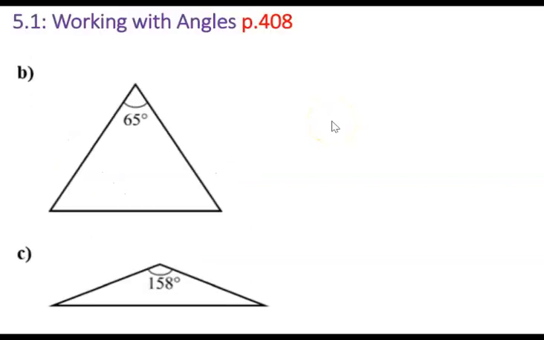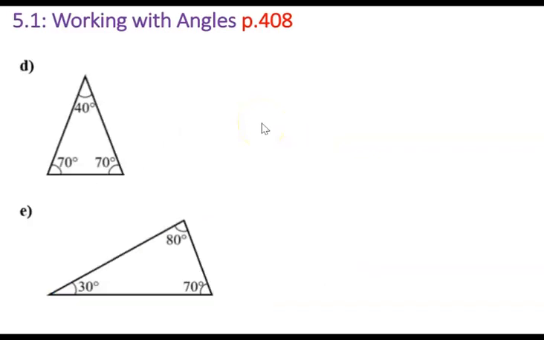For the second example, we see we have 65 degrees up top. We can see that the angles down below are smaller than 90 degrees. So those are also acute. So this is an acute triangle. And see, we have one large angle. We don't know what the small angles are. We know they're acute, but the big one is obtuse. Therefore, this is an obtuse triangle.